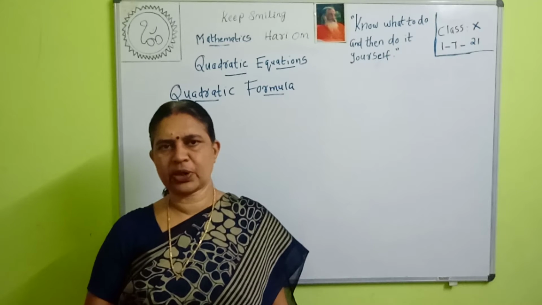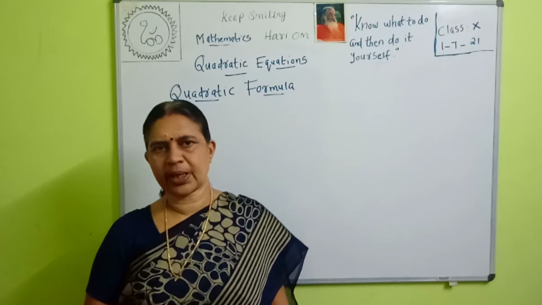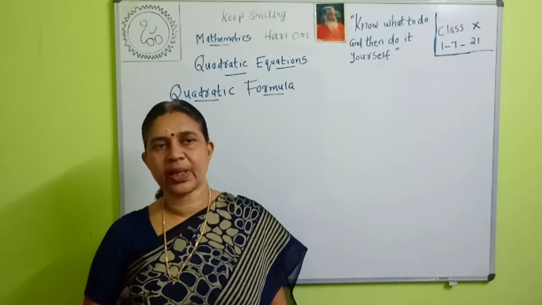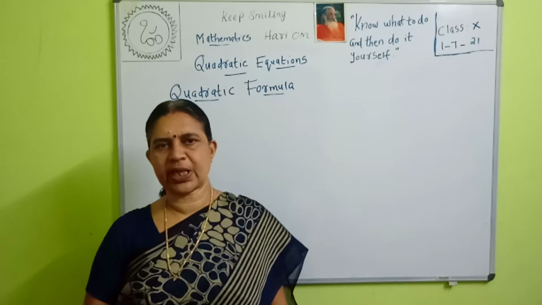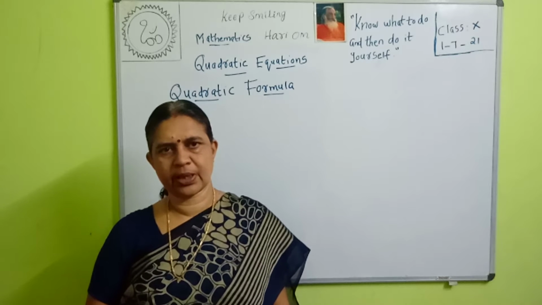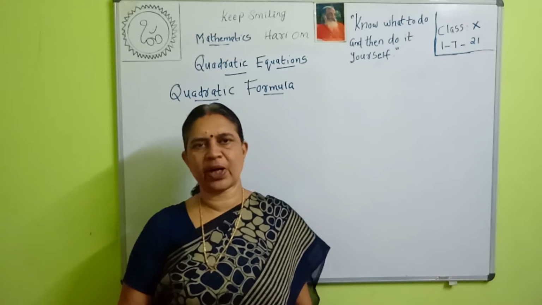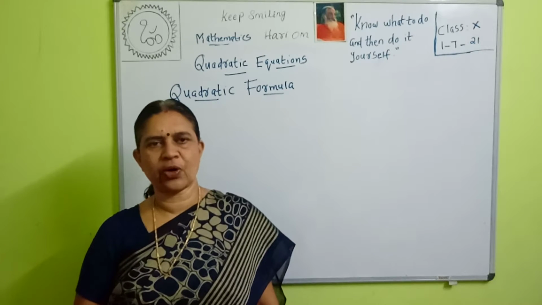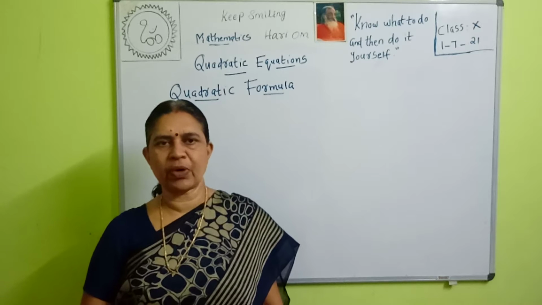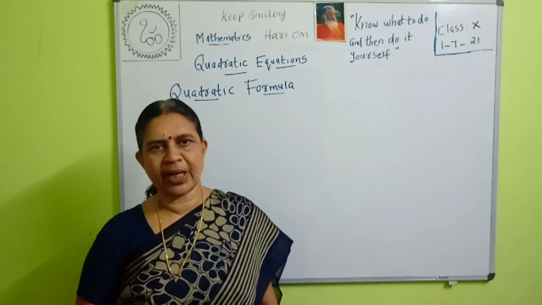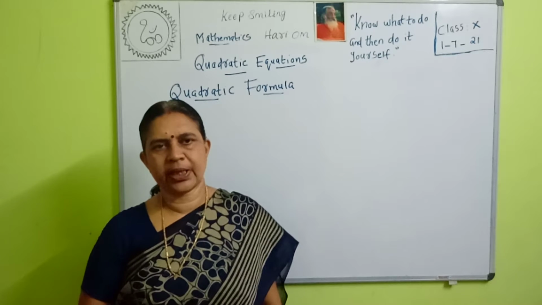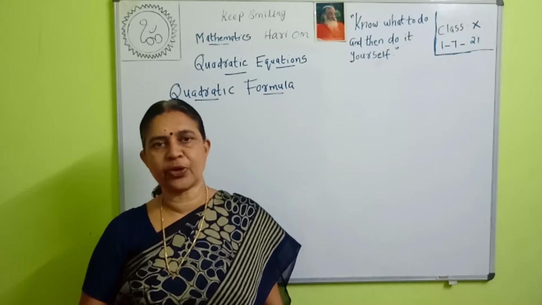Yesterday we studied the nature of roots of a quadratic equation. What is the nature of roots? If b square minus 4ac is greater than 0, the equation has how many roots? The equation has two distinct roots. If b square minus 4ac is equal to 0, the equation has how many zeros? Two equal zeros. If b square minus 4ac is less than 0, the equation has how many roots? The equation has no real roots.